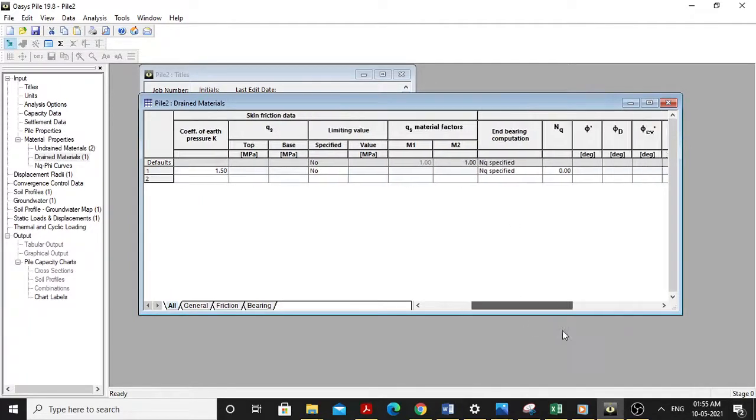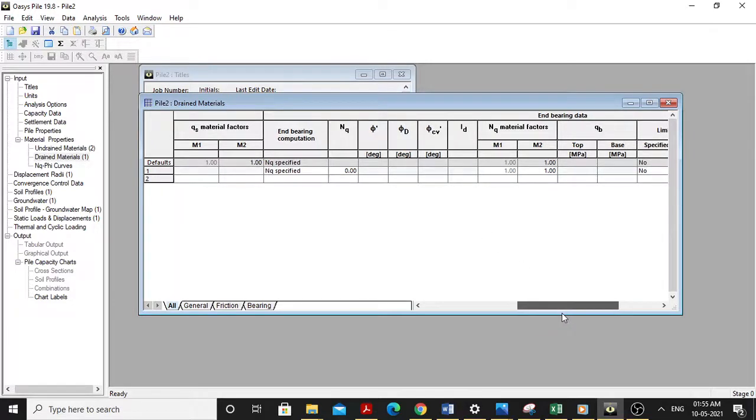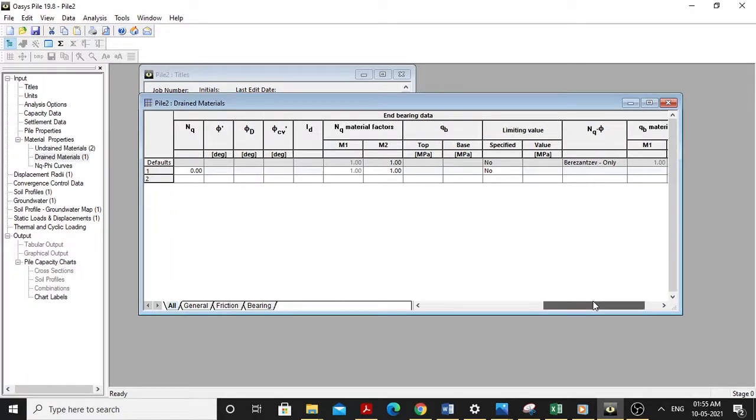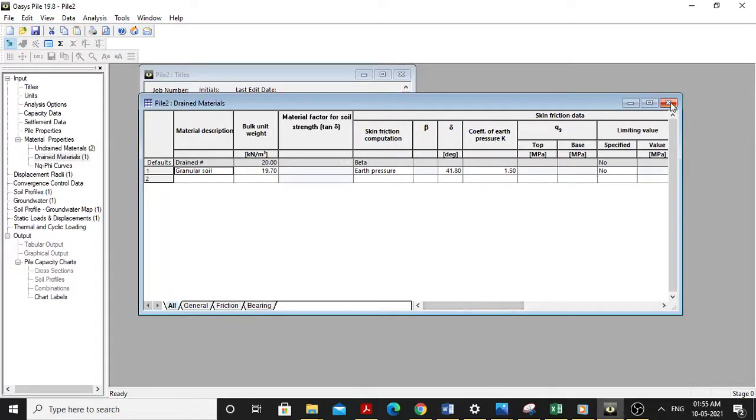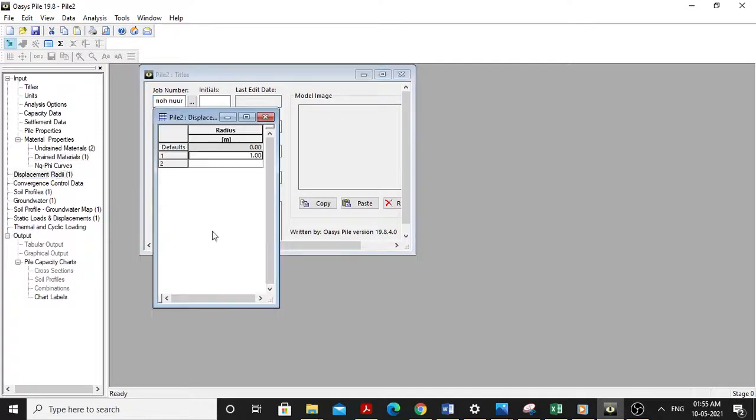And if you see here, we have not used the end bearing because the pile rests in the Marston, it doesn't rest in the granular soil. So we don't need to put these values because end bearing capacity is of no use here. Then we just close it, and after that we can have a displacement ready.